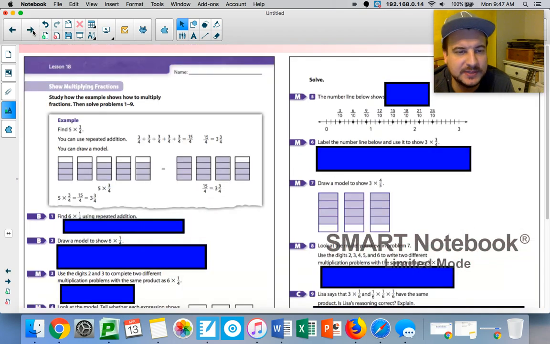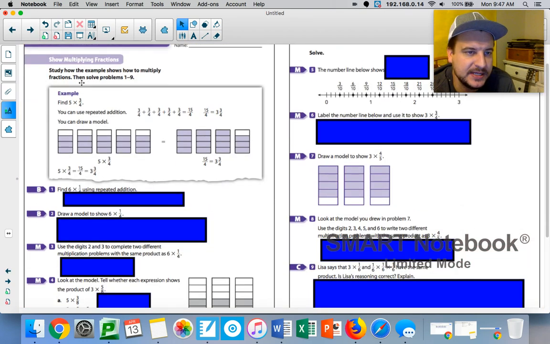Okay, moving on to the next page. On this page, study how the example shows how to multiply. When we multiply, it's just like decomposing fractions. It means I have that many of that fraction.